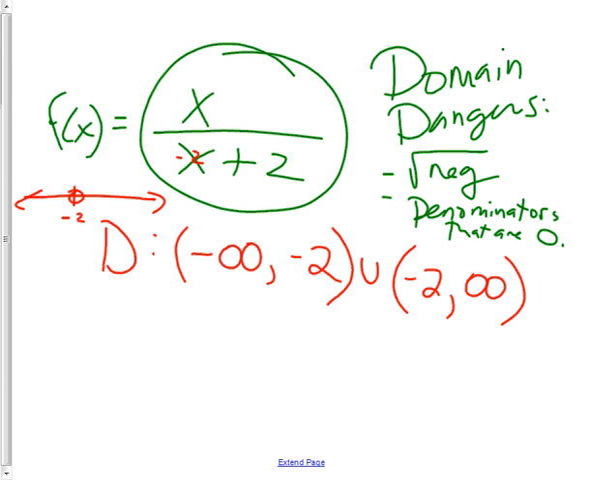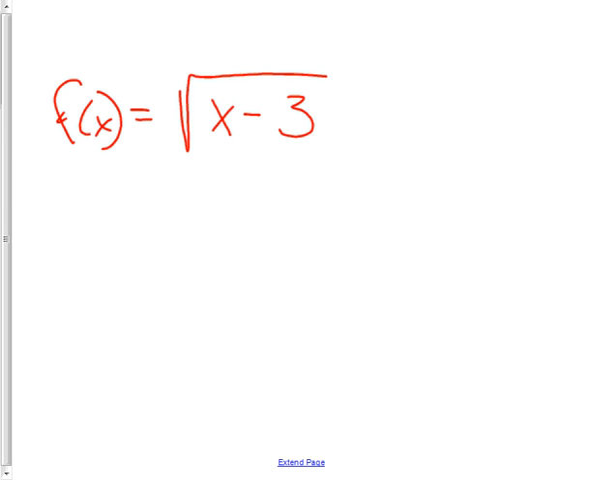So there is a domain, and what we did was called finding a domain algebraically, as opposed to graphing it and looking at the picture. All right, let's do another one like that. What if you had square root of x minus 3? That's my function. My denominator in this case is a 1.